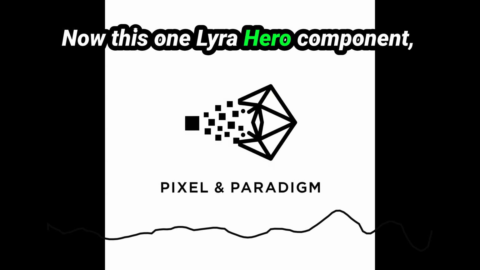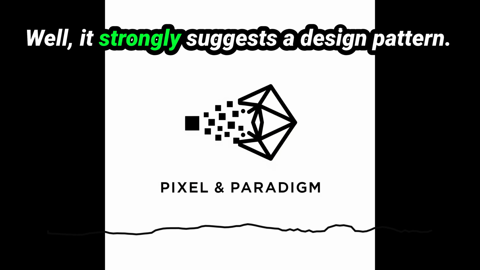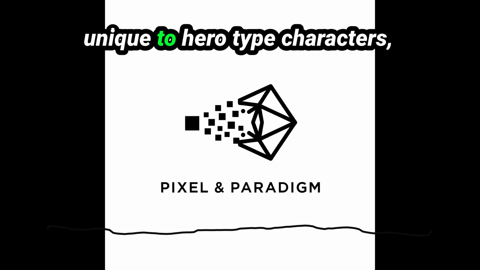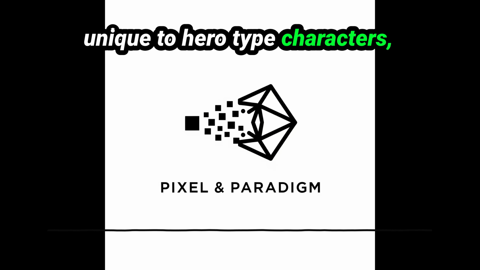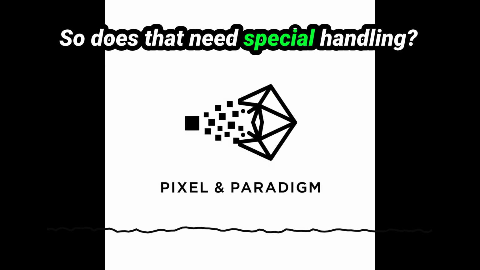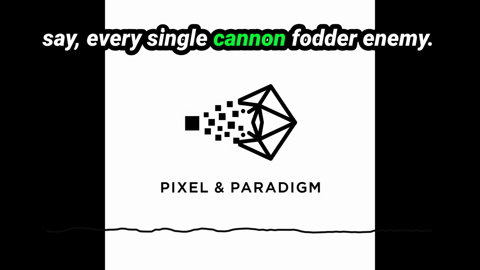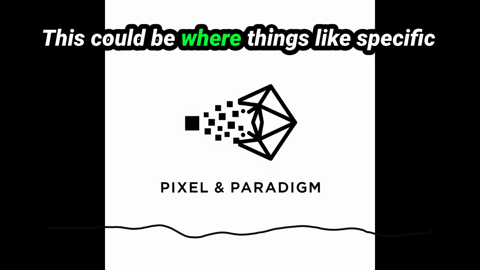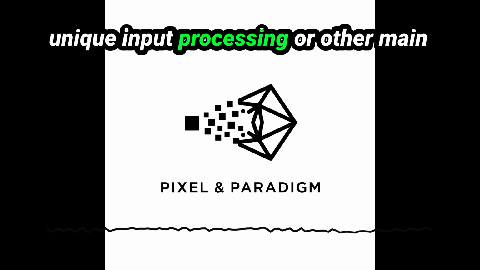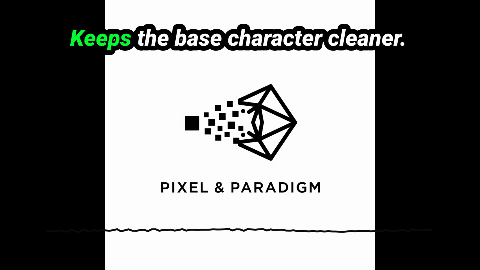Okay, now this one, LyraHeroComponent, that name is a bit more specific. What does that suggest to you? Well, it strongly suggests a design pattern where they're separating logic that's unique to hero-type characters. So probably player characters, maybe key NPCs or bosses. So does that need special handling? Exactly. Functionality that you wouldn't need on, say, every single cannon fodder enemy. This could be where things like specific UI interactions for the player, maybe unique input processing or other main character features get implemented. It helps keep that complexity separate. Right, keeps the base character cleaner.